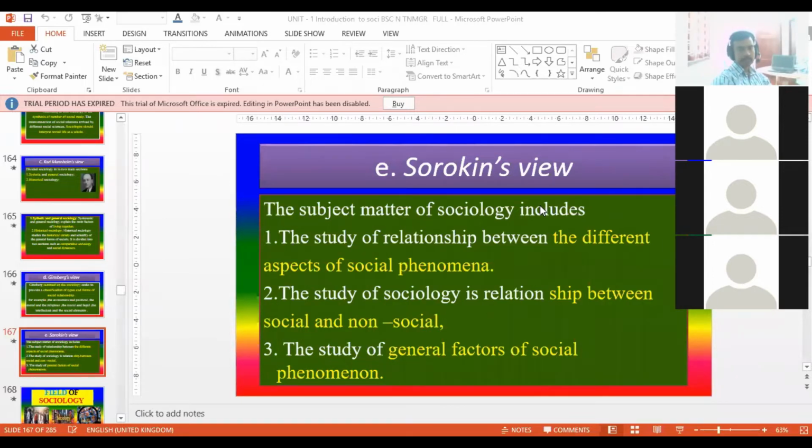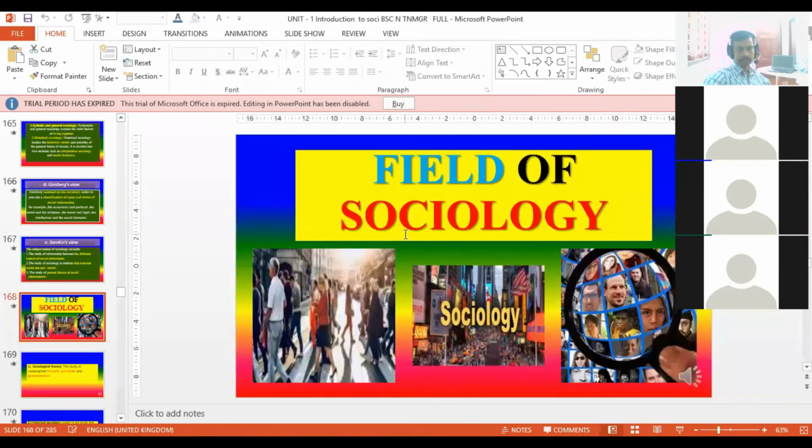The difference is that the synthetic school thinks about the synthesis of other social sciences with sociology. Formalistic school thinkers don't think about other disciplines; they only think about society formally and study it. So that is what we learned in the previous class. Today we have to start with the field of sociology.